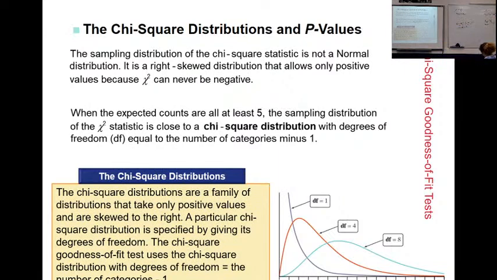How skewed it is and where the peak is depends on how many degrees of freedom we have. Remember, degrees of freedom for these is going to be the number of categories minus 1. So how many different color M&Ms were there? There were 6, and so the degrees of freedom is 6 minus 1, which is 5. And so if we want the chi-squared statistic and the p-value from the chi-squared statistic, we're going to pull out the calculator. There is also a table for chi-square on your formula sheet, but we're going to use the calculator.